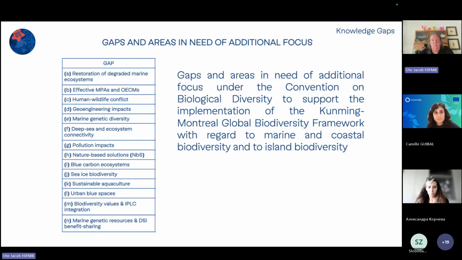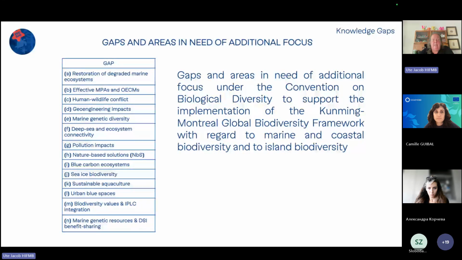If we have a closer look at the gaps listed for the marine and coastal biodiversity item, it's the restoration of degraded marine ecosystems, effective MPAs and OECMs, human-wildlife conflict, geoengineering impacts, marine genetic diversity, deep sea and ecosystem connectivity, pollution impacts, nature-based solutions, blue carbon ecosystems, sea ice biodiversity, sustainable aquaculture, urban blue spaces, biodiversity values and IPLC integration, and marine genetic resources and DSI benefit sharing. These gaps and areas in need should really receive a focus to support the implementation of the coming Montreal Biodiversity Framework.